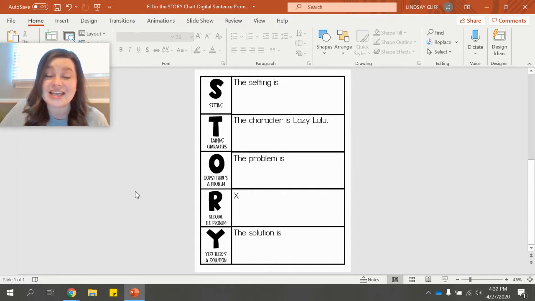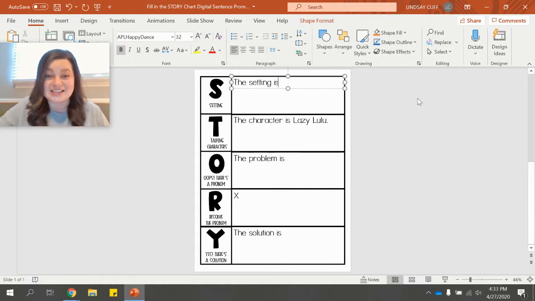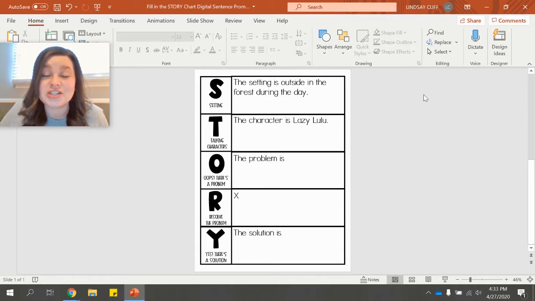Well, we know that the setting is outside, right? It kind of looks like it might be in the forest, maybe even the rainforest or the woods, outside somewhere. And we know that it's during the day because the pictures are light and bright. So now I'm going to fill in what the setting is. The setting is outside in the forest during the day. Now it's your turn to make sure that you have a complete sentence next to S for setting. So pause the video and write your complete sentence for what the setting is.